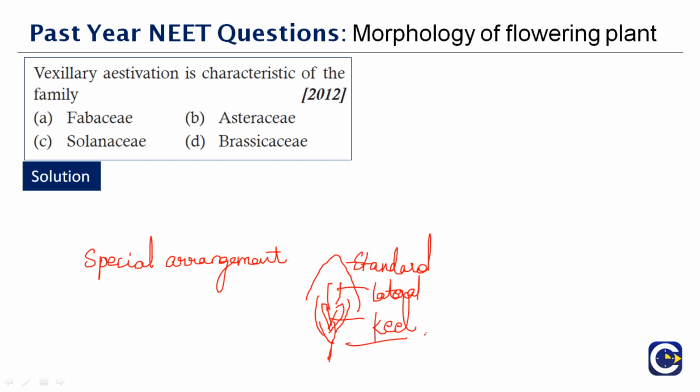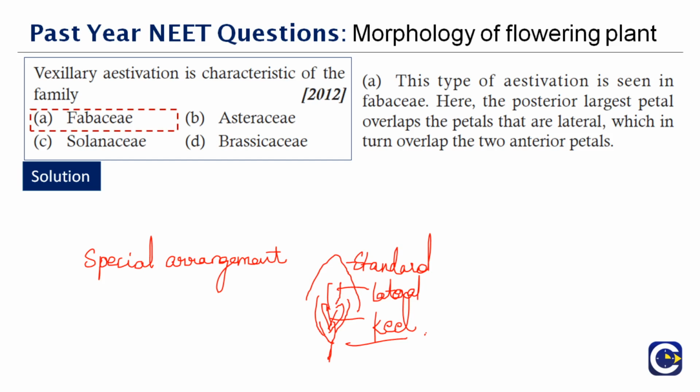This type of aestivation is seen in Fabaceae. Here the posterior largest petal overlaps the lateral petals, which in turn overlap the two anterior petals. Therefore the right answer to this question is option A.